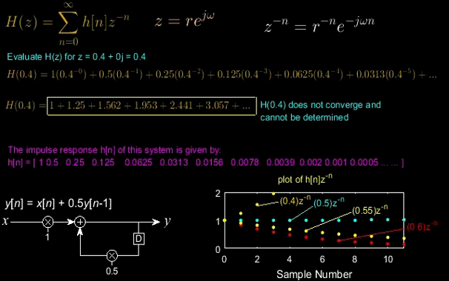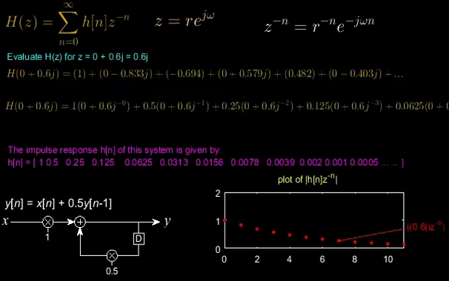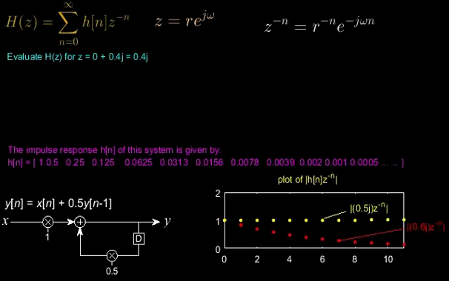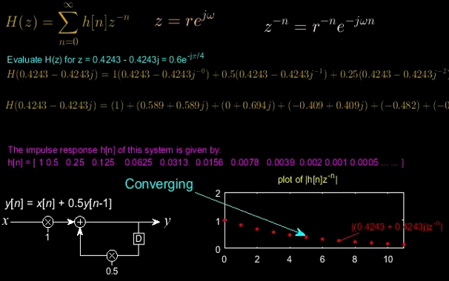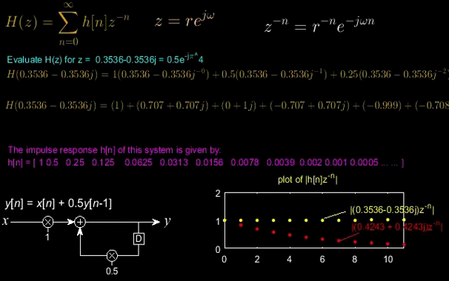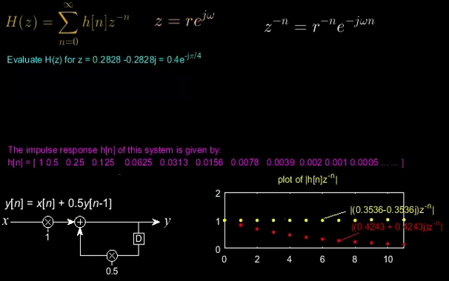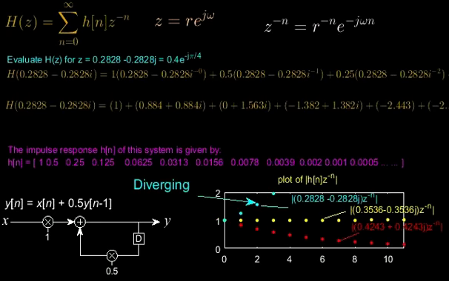If we go through the same process for z having complex values of 0 plus 0.6j, 0 plus 0.5j, and 0 plus 0.4j, you'll find that the product of z to the power minus n and h of n will decrease, stay constant, and increase respectively as shown. We'll get three similar results for z having values of 0.4243 minus 0.4243j, 0.3536 minus 0.3536j, and 0.2828 minus 0.2828j.